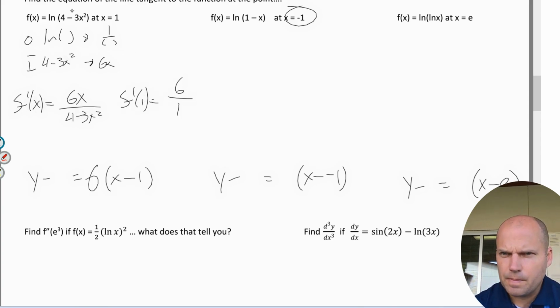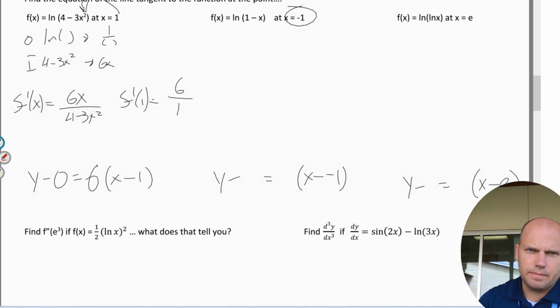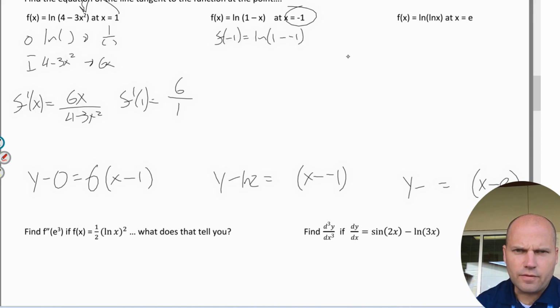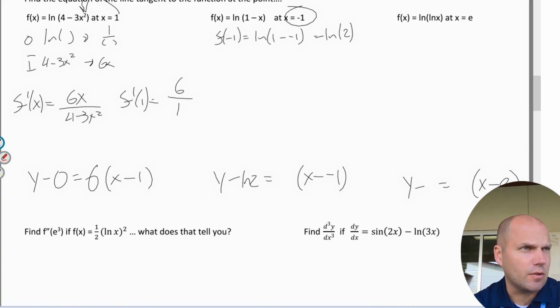Six is the slope. 0 is the y coordinate. That's from getting 1 and plugging in there, and you get the log of 1, which is 0. Natural log of 2 is the y value. We don't know the natural log of any other number besides e's to powers. So we don't know the natural log of 3, but we know the natural log of e cubed is 3. So that's one thing.